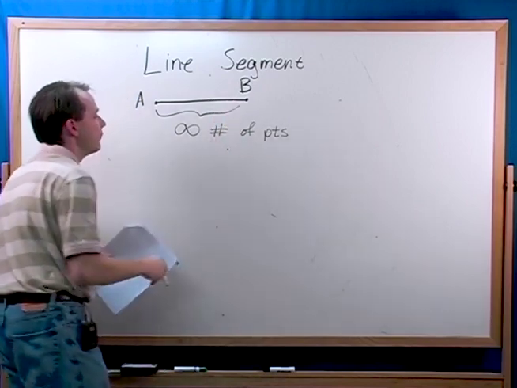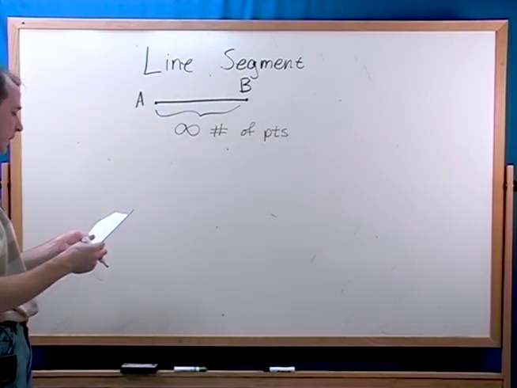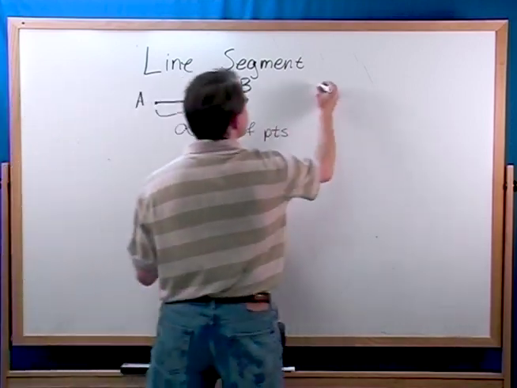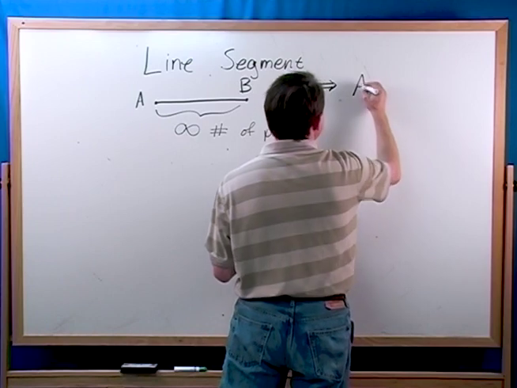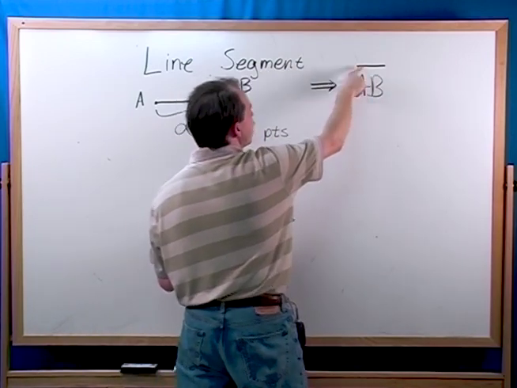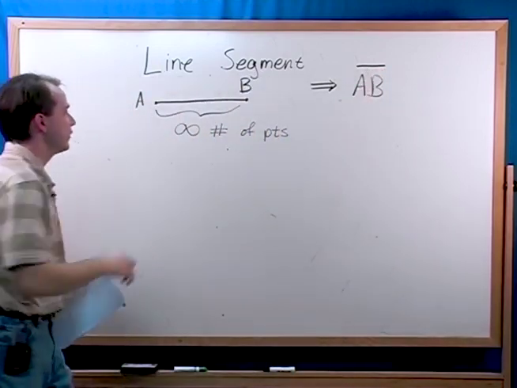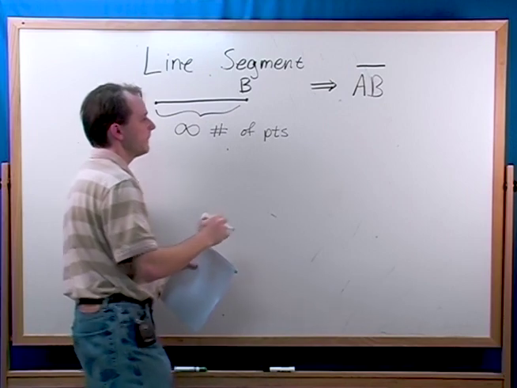You can't count the number of points in here, but it only takes 2 points to form a line segment. So how would you write that? You can write it as AB, and you just put a line on top. There's no arrow here and no arrow here, and I think you can see why: it doesn't go on forever, it just stops.